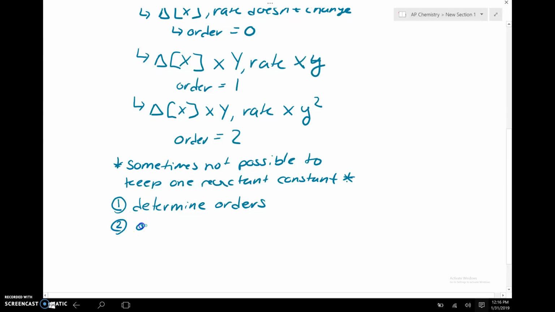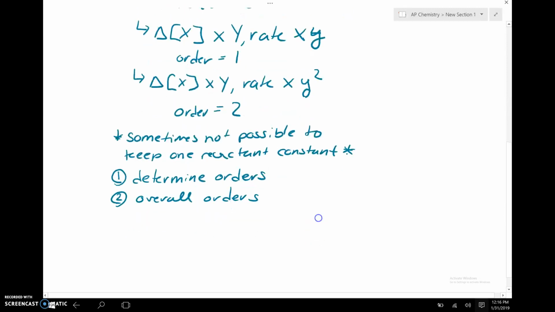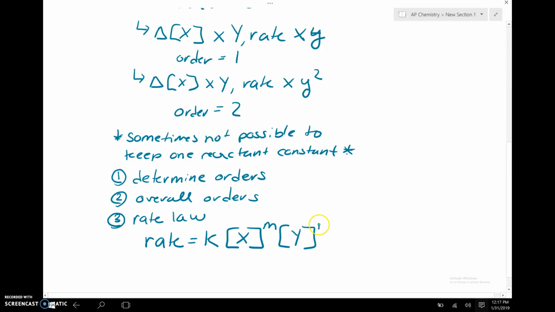They could ask us for the overall order, which means we would just add up the orders that we determined in part 1. So that if they ask us, that is really a free point, which is awesome. Okay. They're going to ask us to write the rate law. And remember, for a differentiated rate law, it's going to be rate equals K times the concentrations of whatever substances they have.